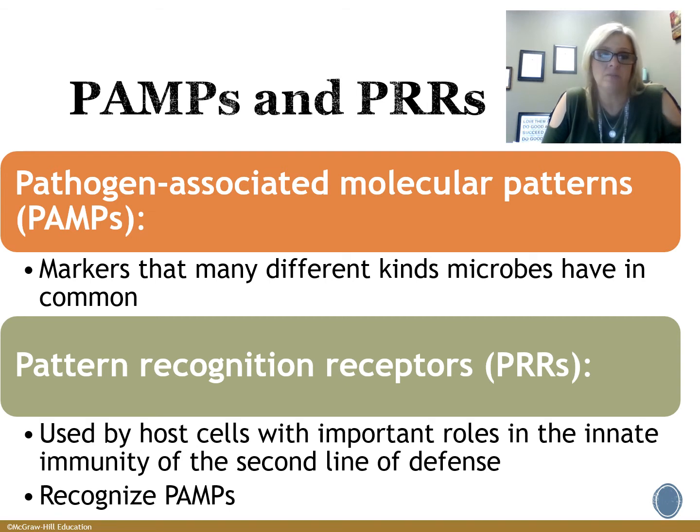So host cells, and the host, of course, is the one being affected, we have these pathogen-associated molecular patterns, PAMPs, or pattern recognition receptors, PRRs. And so the host cells use PRRs to recognize the PAMPs. Okay, so PRR is the host cell, PAMP is the microbe. It has an M, so that might help you remember that one is microbe.